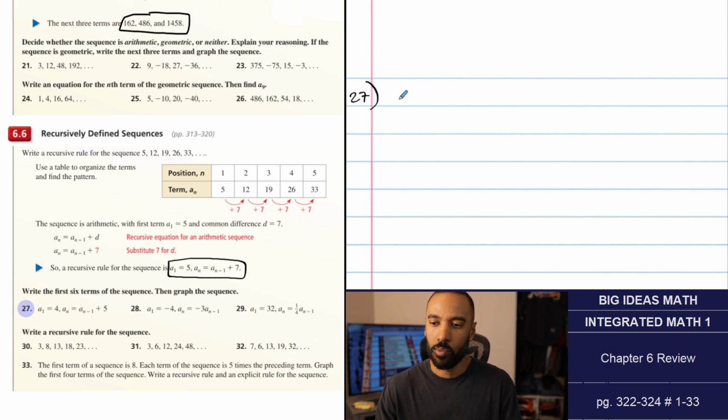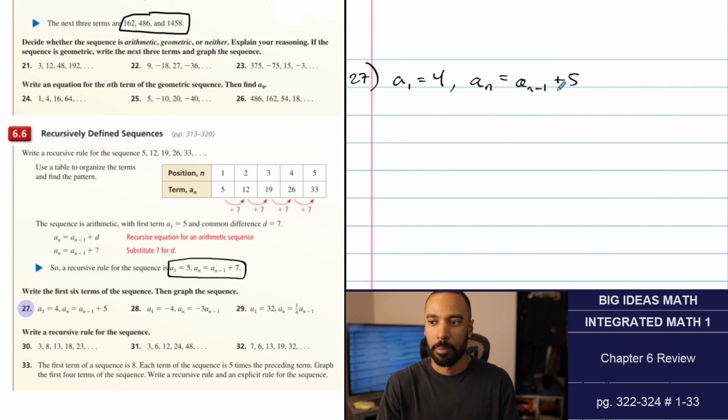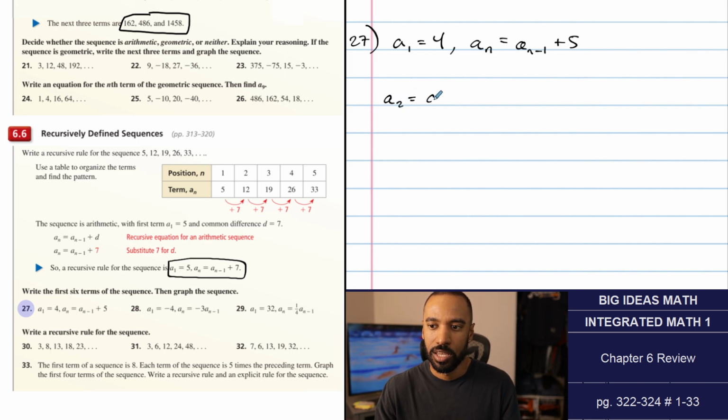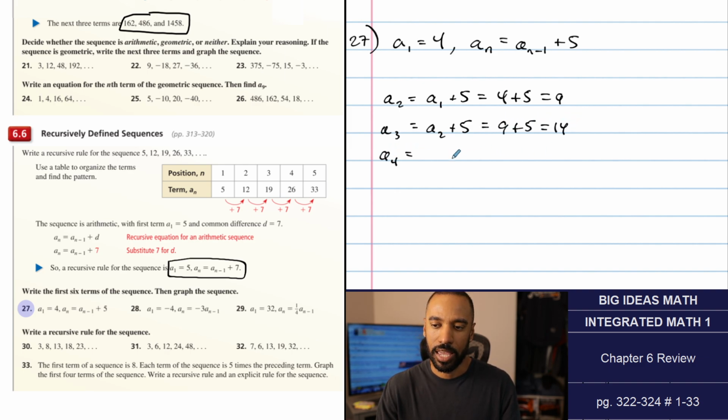So let's start with number 27, where it says, write the first 6 terms and then graph the sequence. So graphs come back. This first one appears to be an arithmetic sequence given that it has a common difference. The first term is 4, common difference is 5. Now in a slowed down version of the problem, we would say, hey, the second term is the first term plus 5, which is 4 plus 5, which is 9. And the third term is the second term plus 5, which is 9 plus 5, which is 14. You can see kind of what's going on there recursively.